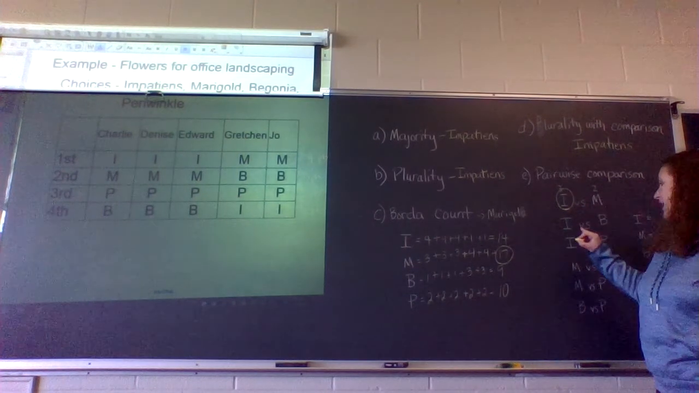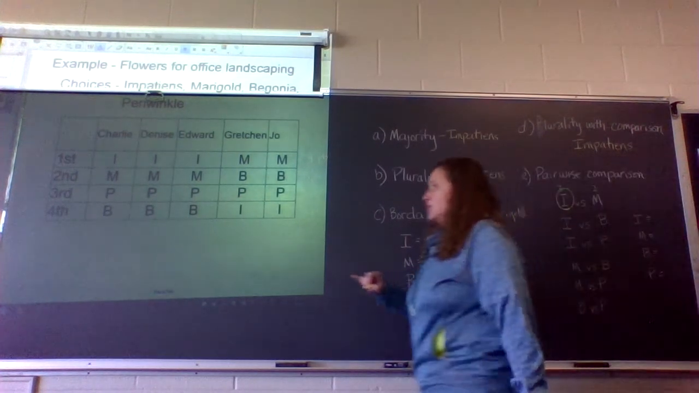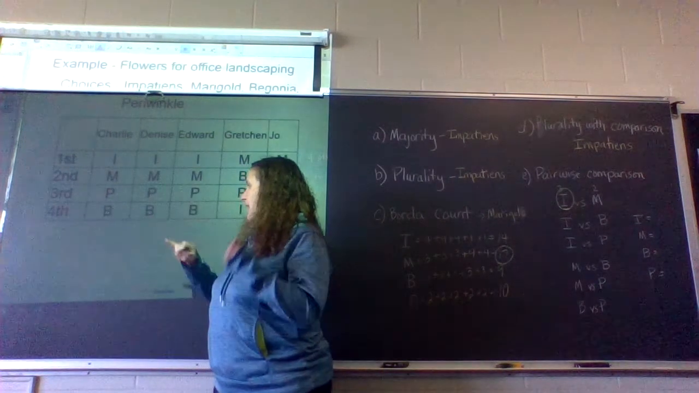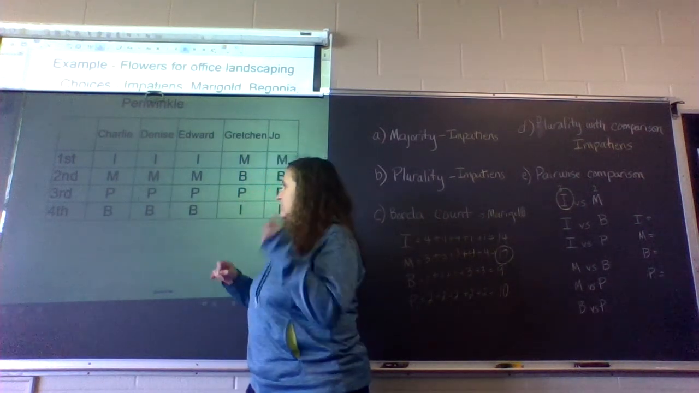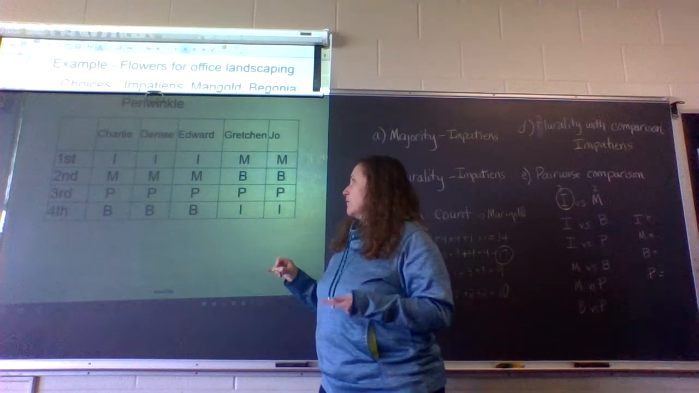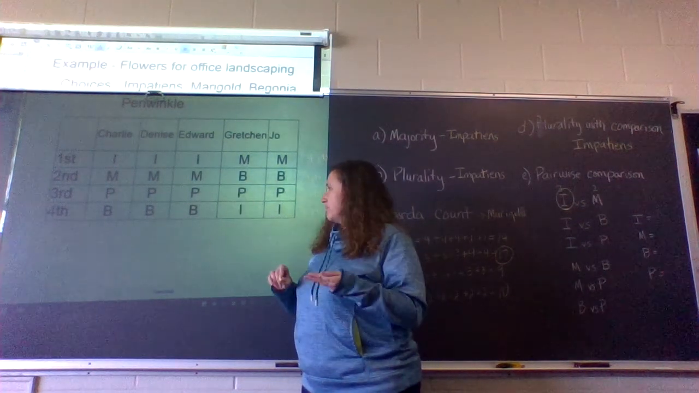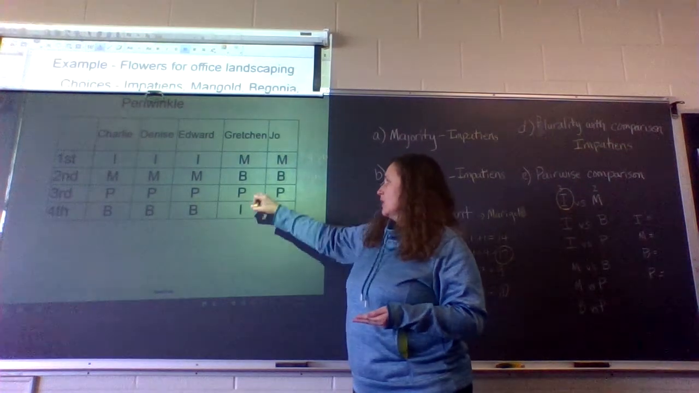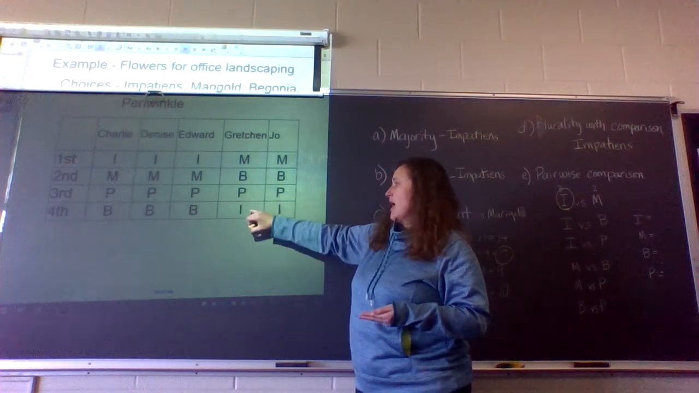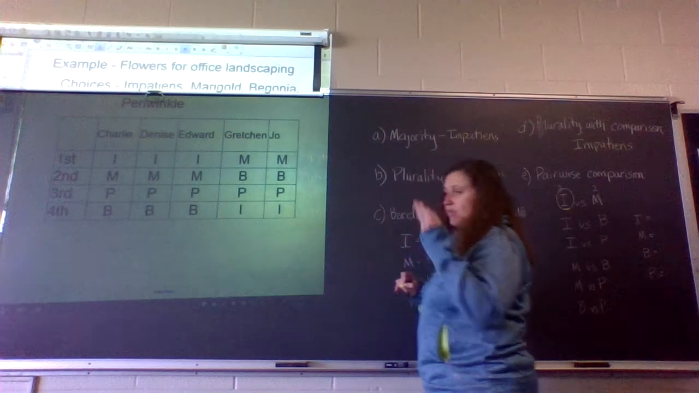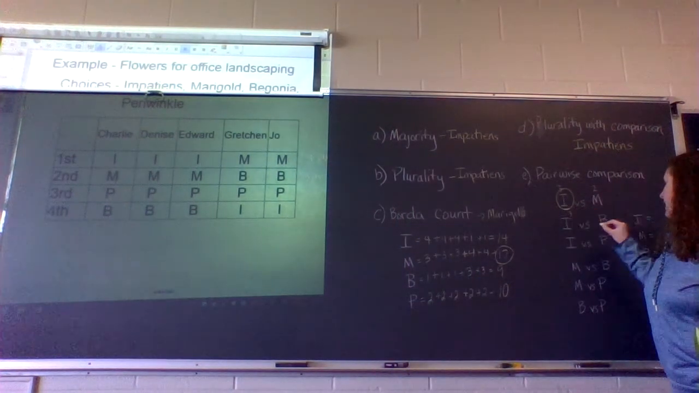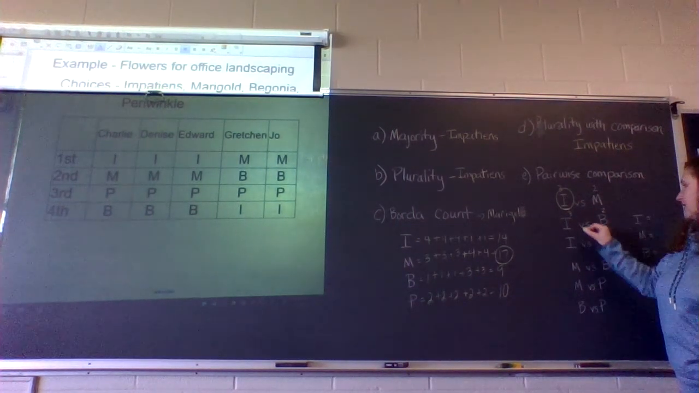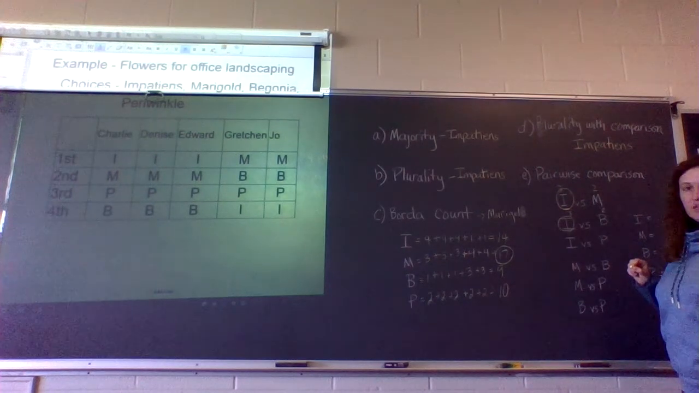All right, now I have to do I versus B. For Charlie, I wins. Yes, so that's 1. Denise, I wins. Yes, that's 2. Edward, I over B. Yes, that's 3. Gretchen, no, B is above I, so I does not beat it. Same thing for Joe. So again, this is 3 to 2 for begonias. So impatiens wins that one as well.